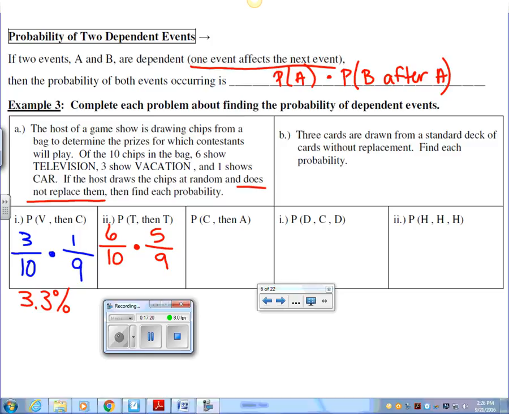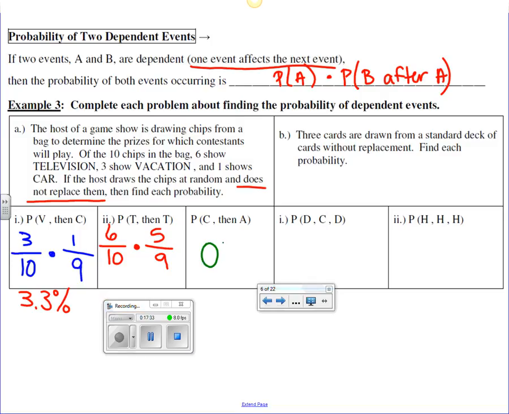All right, this next one is not very clear. Probability of C. What do you think C stands for? Car. Then A. Do any of them start with an A? No. This one is 0. And again, that will be more clear on a test or quiz because it's just not very clear. So I apologize for that. Okay. Oh, sorry. What was this one? 33.3. Okay.